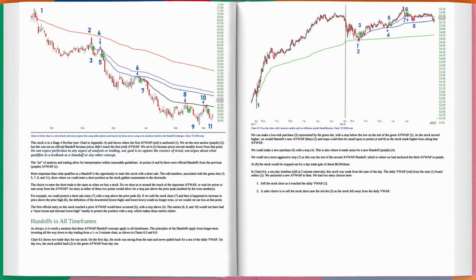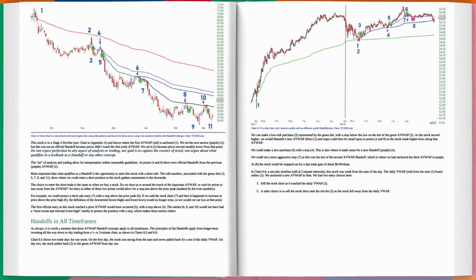Do we short at or around the touch of the important AVWAP, or wait for prices to turn away from the AVWAP? An entry at either of these 2 points would allow for a stop just above the prior peak, marked by the even numbers. For example, we could protect a short sale entry 7 with a stop above the prior peak 6.